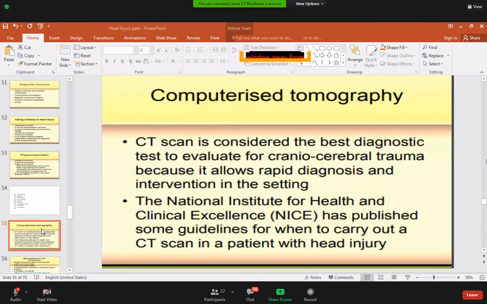CT scan is the best diagnostic tool, and it is the best to evaluate any craniocerebral trauma. It gives a rapid diagnosis, and at the same time, we can go for CT-guided intervention also, like ventricular manipulations or other evacuations. So it is the best diagnostic test.